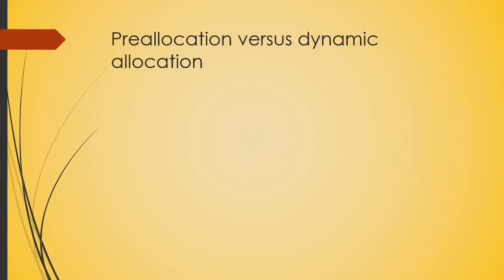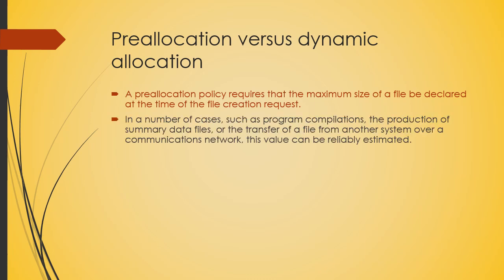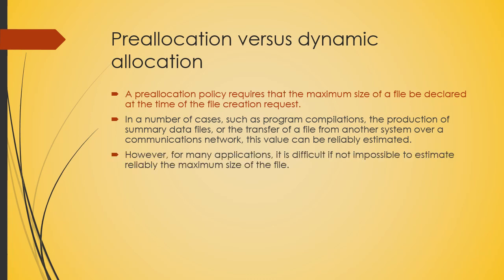Pre-allocation versus dynamic allocation. A pre-allocation policy requires that the maximum size of a file be declared at the time of the file creation request. In a number of cases, such as program compilations, the production of summary data files, or the transfer of a file from another system over a communication network, this value can be reliably estimated.